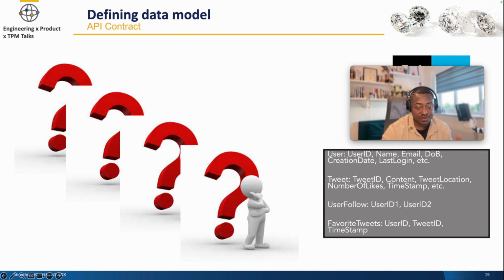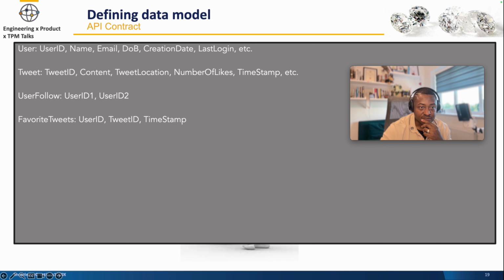Users follow, and most social media platforms require following. So you want to know who is following whom, where, and when. Favorite tweets, is that an element of the requirements? If it is, then you define those bits at this stage here. And so I left some space on the board.